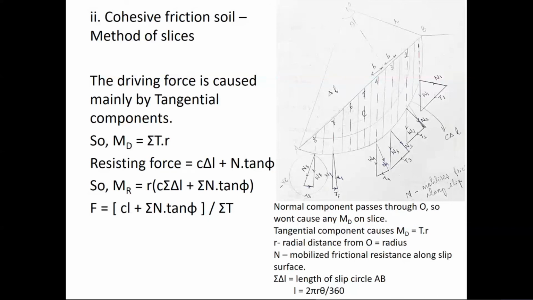So basically this equation is going to change as F is equal to CL plus sigma (N minus U) tan phi divided by sigma T, because you are considering the resisting forces due to the soil alone. So your normal forces are actually going to reduce. The normal stresses acting on the soil alone are going to reduce because some of that will be taken by pore water, right? So this equation will become CL plus sigma (N minus U) into tan phi by sigma T. Clear? Hope it's clear. All right. I think we'll stop for now.